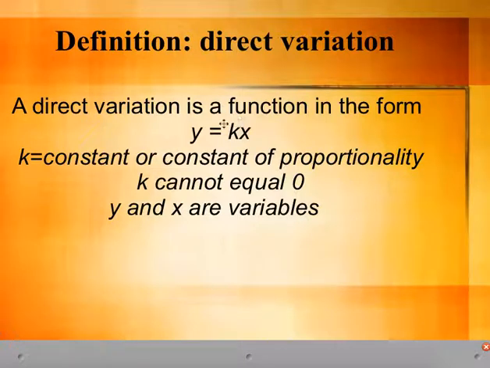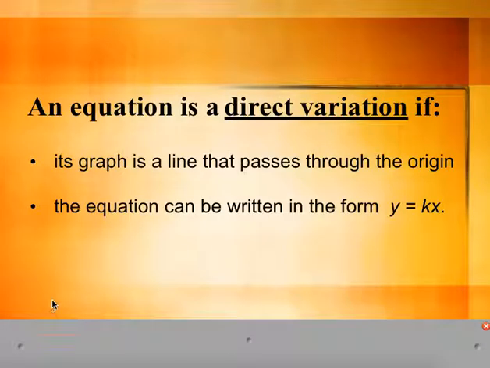Because if you can imagine, if I put a 0 into this equation, I just have y equals 0. Well, that's just a horizontal line through the origin. That's not direct variation. And just like our other equations, like y equals mx plus b, y and x are just variables.